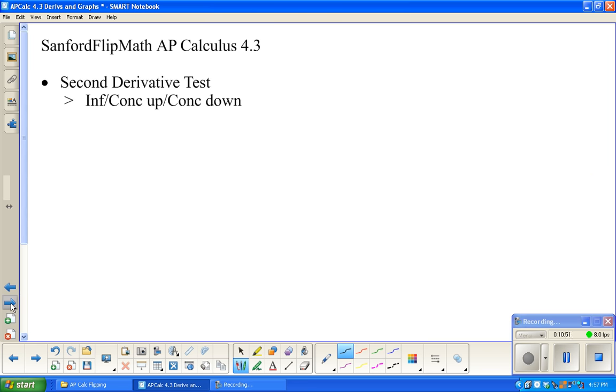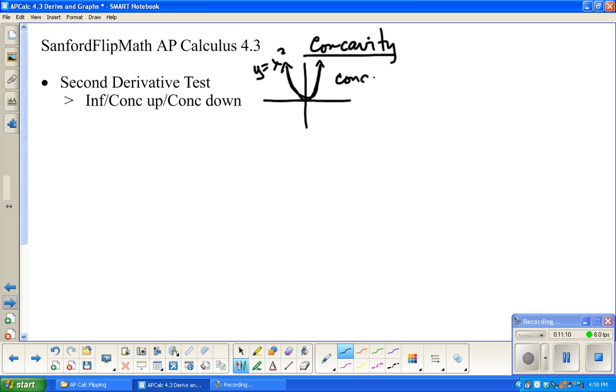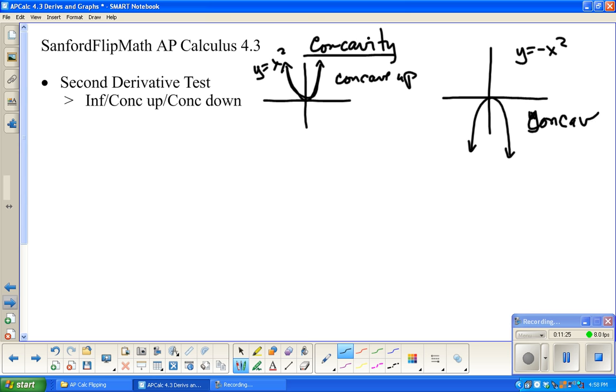Second derivative test. The second derivative test is about inflection and concavity. Concavity has nothing to do with dentistry. Oh, maybe it does, I don't know. Imagine a parabola opening up, something like this. This entire graph is referred to as concave up. Similarly, if I have the equation y equals negative x squared, this is considered concave down.